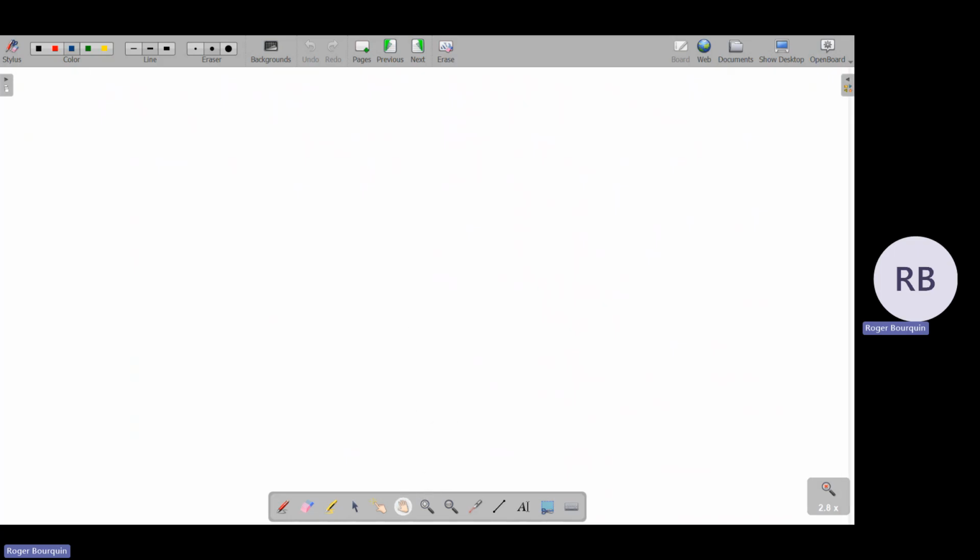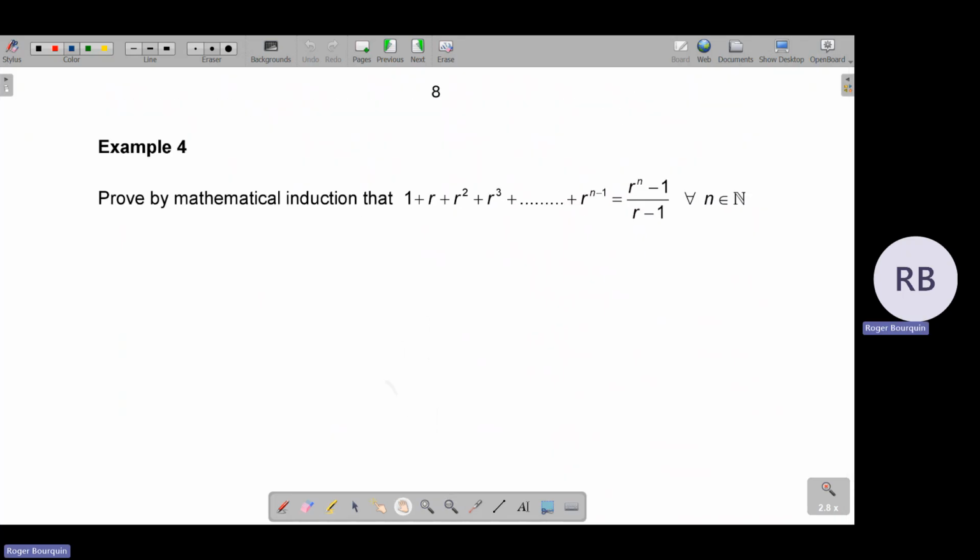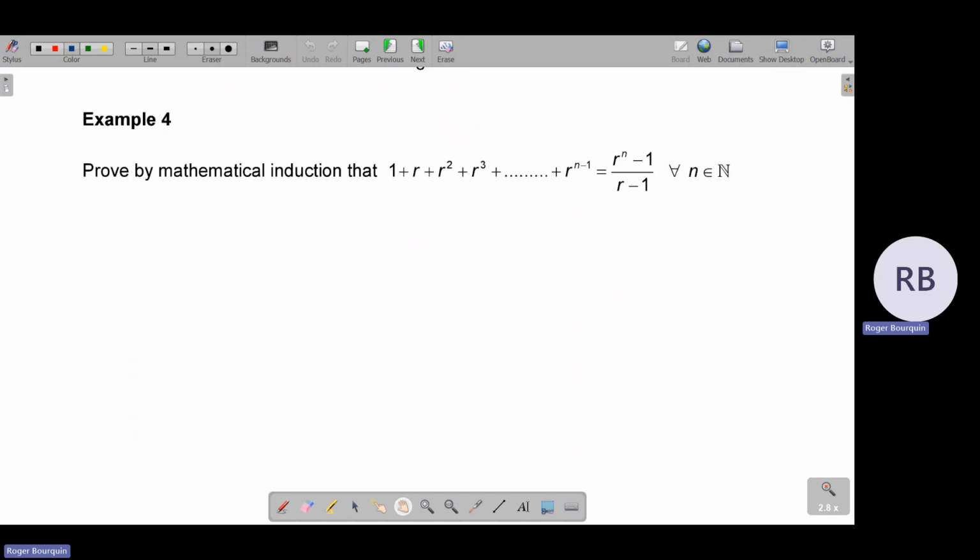Right. So this is a formula that you're going to use. This is a formula you're going to use in Complex Numbers. But you're not going to have to prove it before, because other people just assume it. We are different because we prove it.